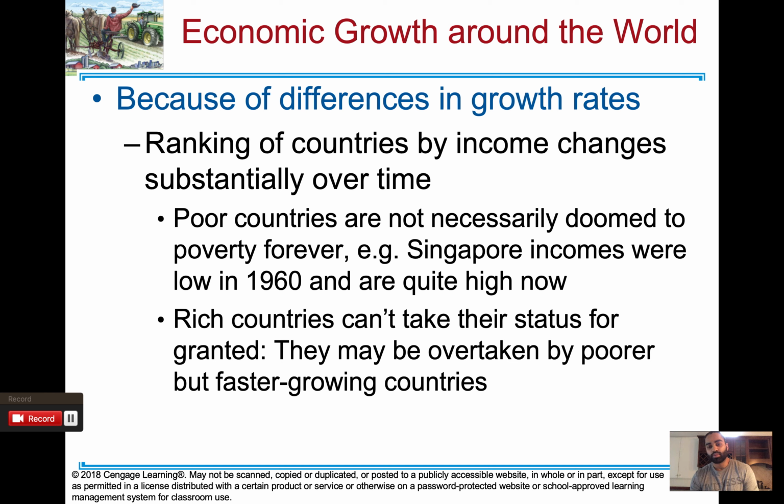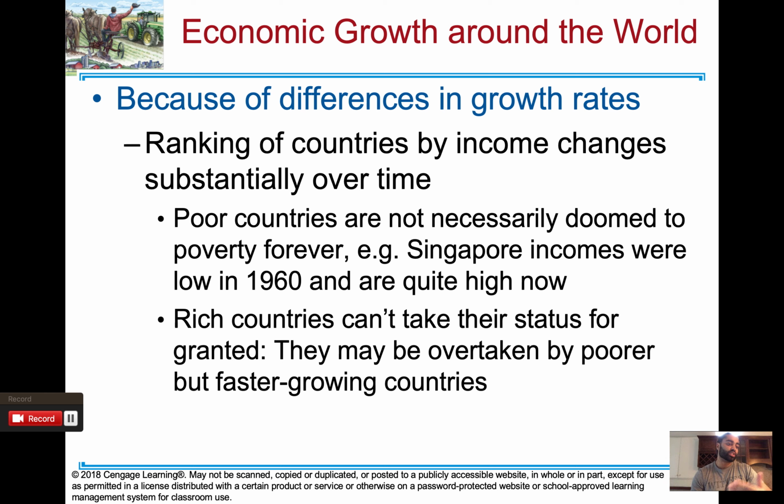An example of this would be, they're not stuck in poverty forever. Singapore is a great example. Korea is another great example. Singapore had a very low income in 1960, but they implemented different policies. Now they're becoming much more advanced, and they've been on this path to growth. Now, rich countries can't take their status for granted as well. They may be overtaken by poorer but faster growing countries. So it's not always the case the United States is going to be the top dog till the end of time. There are other countries that have been catching up.